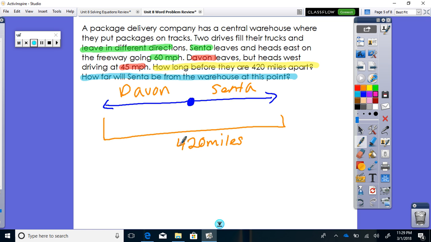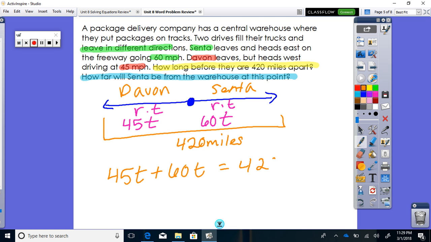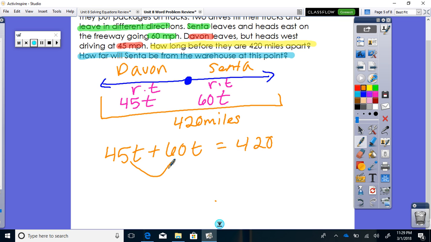So the distance equals rate times time for both of them. The rate that Devon is going is 45 miles per hour. I don't know how many hours it's taking him though, so it's 45t. Senta is going 60 miles per hour, and I don't know how many hours he's gone, so 60t. Now see how I've combined these two to get 420 miles? So together this distance equals 420.